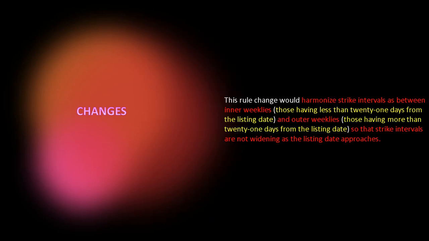Now, this rule change would harmonize strike intervals as between interweeklies, which are those having less than 21 days, and outer weeklies, those having more than 21 days, so that strike intervals are not widening as the listing date approaches. That is the whole reason why they're doing this. They're trying to prevent the intervals from widening as the listing date approaches for these options, and they're going to be basically harmonizing strike intervals between interweeklies, which is expiring less than 21 days, and outer weeklies, more than 21 days.